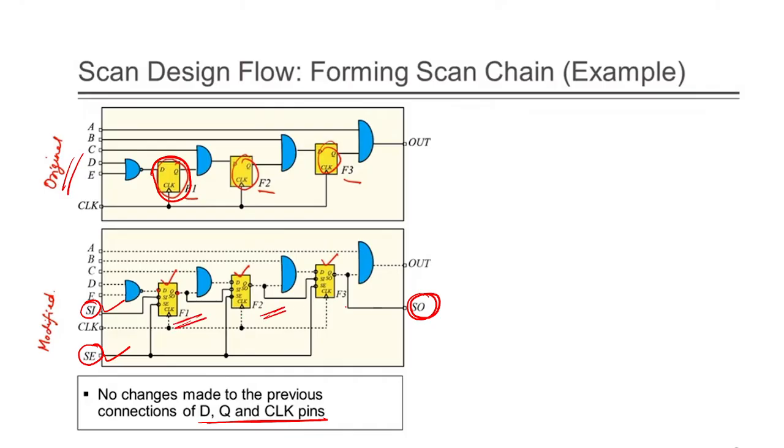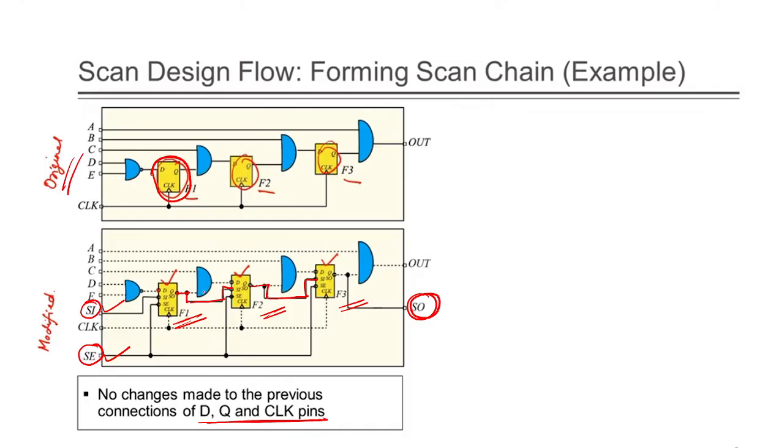F1, F2, and F3. Okay, and for this flip flop, this is Q, no? So this Q means this SO is acting as an SI for this flip flop. Similarly, SO is acting as an SI for this flip flop. So like this, we can make the changes.